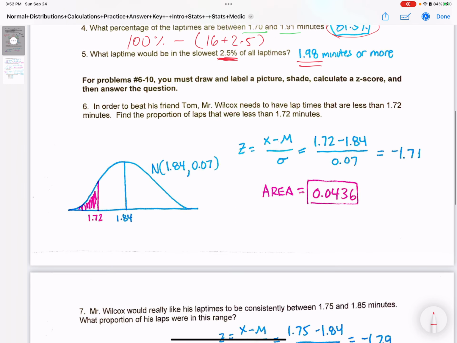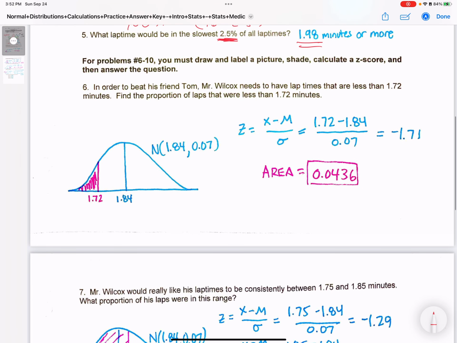Okay, so for the rest of them, you have to use either a Z-score chart or a calculator because it doesn't land perfectly on here. And I've got how to do the Z-score chart here, and I'm going to write the calculator commands for you so you can follow on the calculator if you prefer. So to do this, the first step is to draw a picture. Make sure you please do that. So in order to beat his friend, Mr. Wilcock needs to have lap times that are less than 1.72 minutes. Find the proportion of laps that were less than 1.72 minutes. Proportion's just another way of saying what's the percent.